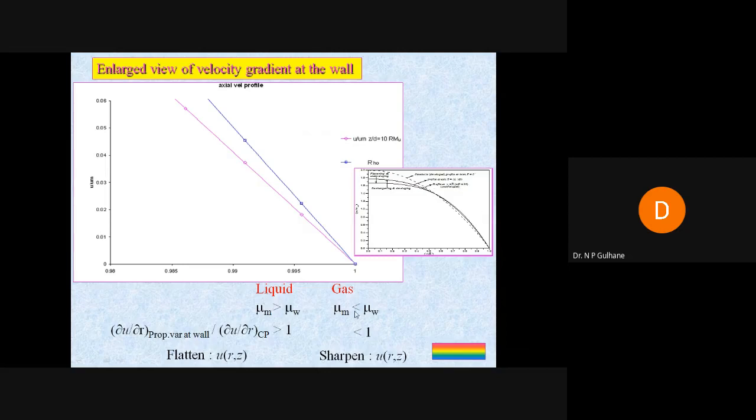So in case of liquid, the mean viscosity is greater than the viscosity at the wall. But this is not the case with the gas. Here, the viscosity at the wall is higher than the viscosity of the fluid. Therefore, the velocity gradient at the wall for variable property, divided by the gradient for constant property, is always higher than 1 for liquid. But this is not the case with gas. Therefore, in case of gas, we found a sharpening of the U profile, and in case of liquid, we found flattening of the U profile. So this is what the mechanism is.